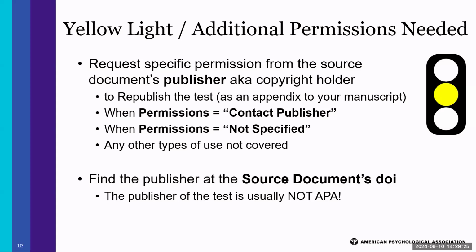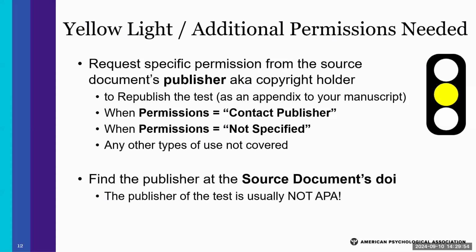The publisher can be found easily in the PsycTests record. They're in that source document used. The DOI that leads back to the original publication, that's the publisher, that's the copyright owner. A lot of people think that APA is the copyright owner of the test, and that's not true. We're basically indexing with permission.